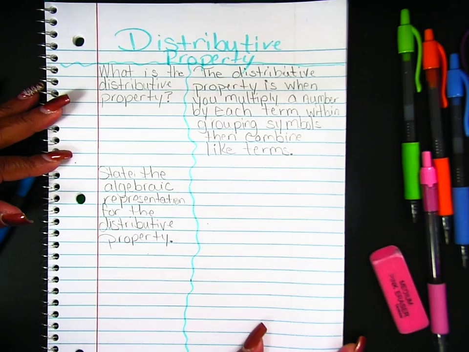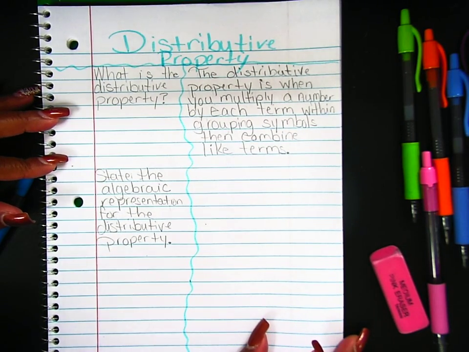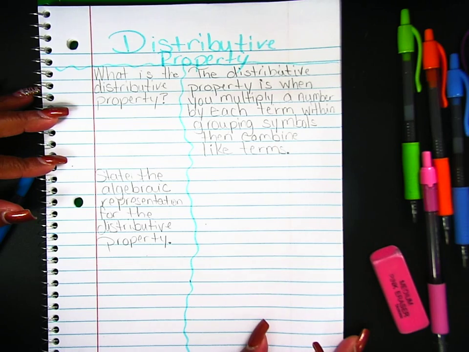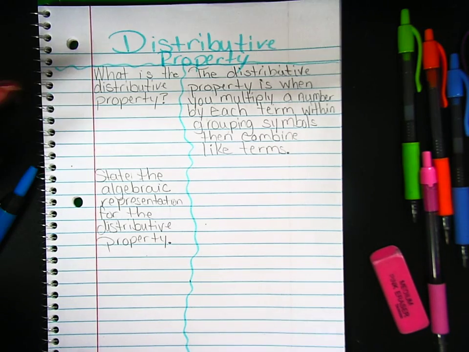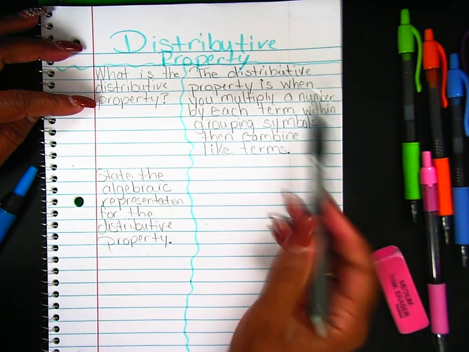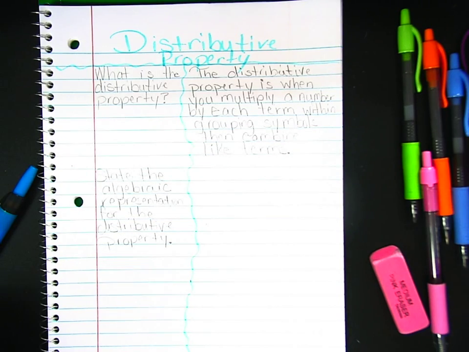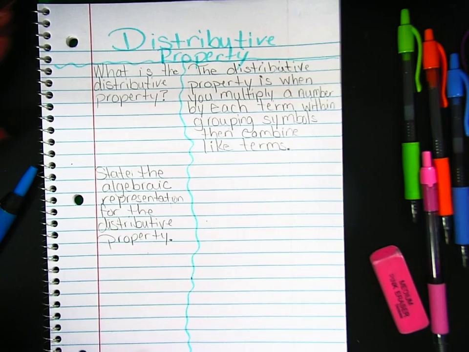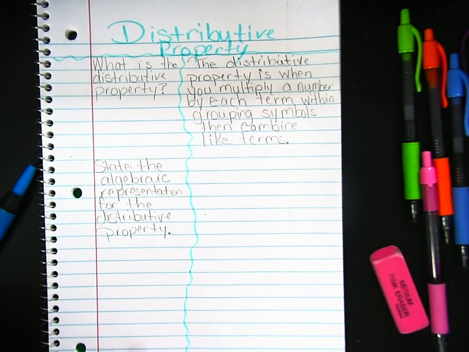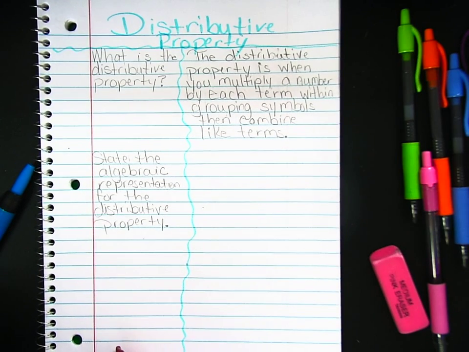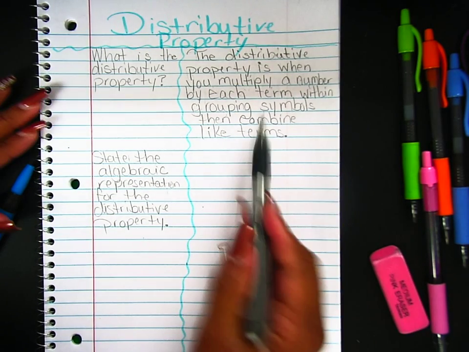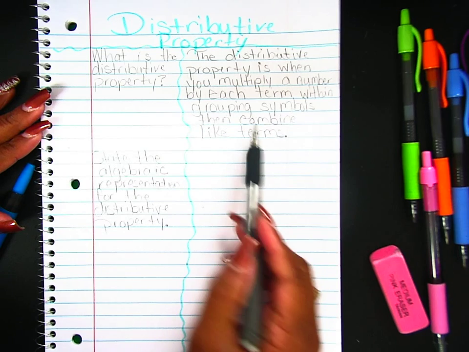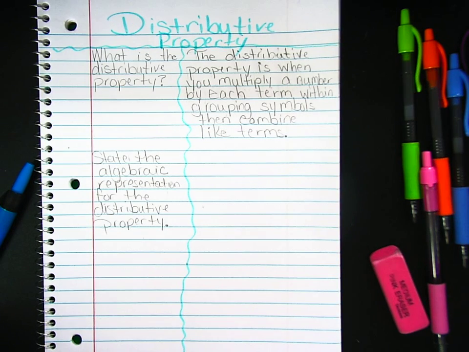The purpose of this is to first get a better understanding of the distributive property so that we can apply it to simplify algebraic expressions as well as equations. So what is the distributive property? The distributive property is when you multiply a number by each term within grouping symbols. Grouping symbols could be parentheses, brackets, or whatever.